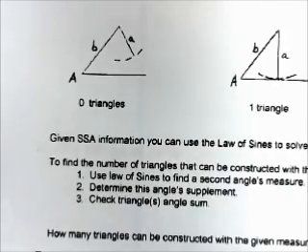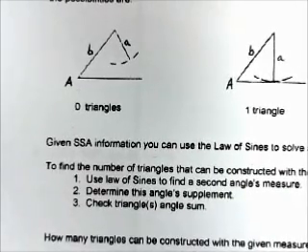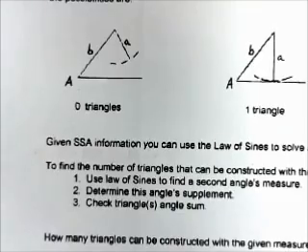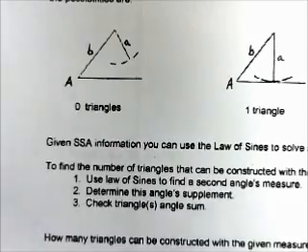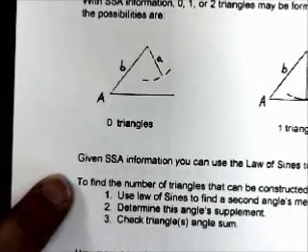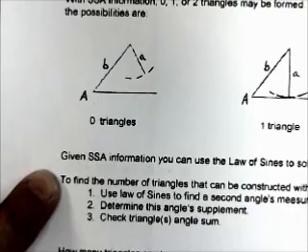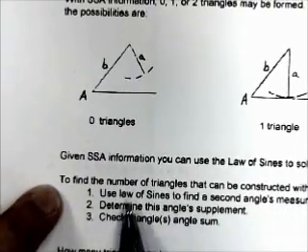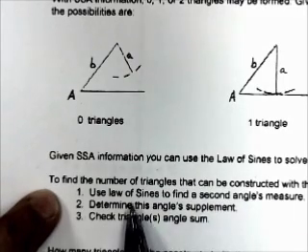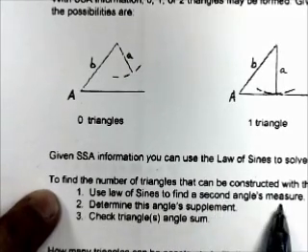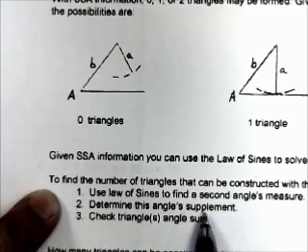So under these conditions, we're going to determine, using law of sines, how many triangles can be constructed. Is it 0, 1, or 2? Can never be more than 2. Given side-side-angle information, you can use the law of sines to solve a triangle. To find the number of triangles that can be constructed with the given measures, we're going to use the law of sines to find the second angle's measure, determine this angle's supplement, and then check the triangle's angle sum.